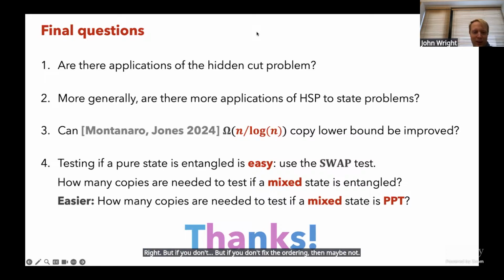I think I can even efficiently learn matrix product states. You can test them even more efficiently if you want, but you can definitely learn them efficiently. But if you don't fix the ordering, I don't know. Yeah, no idea.